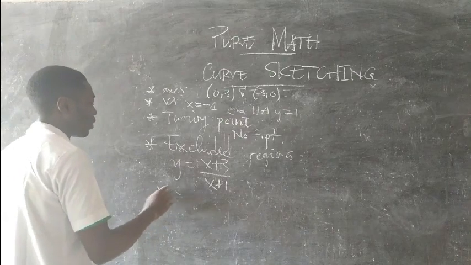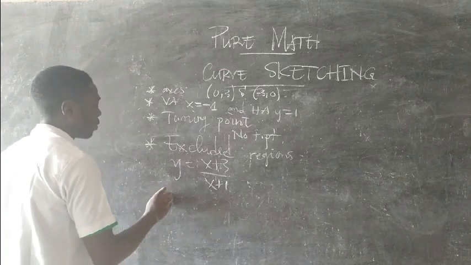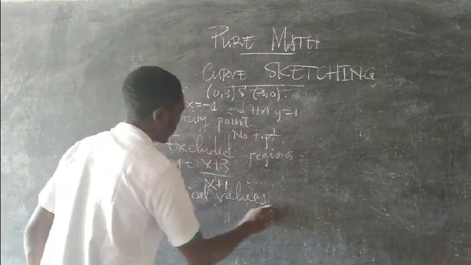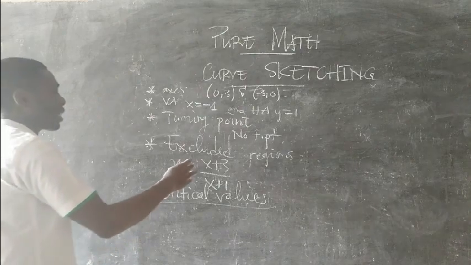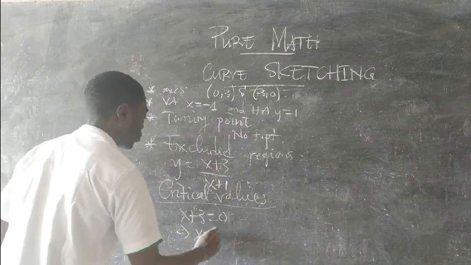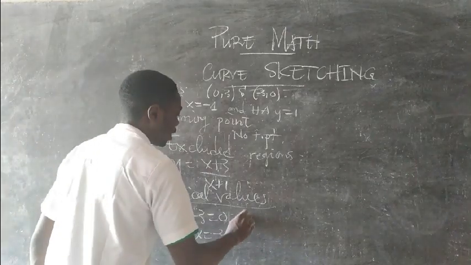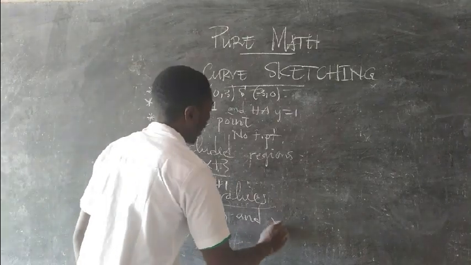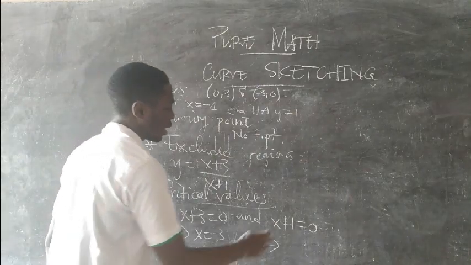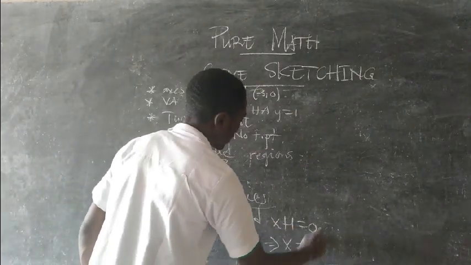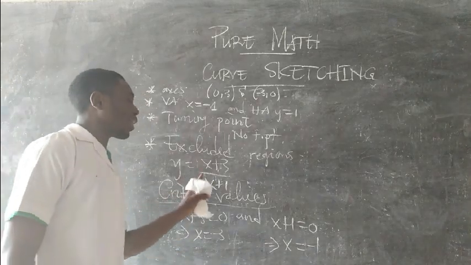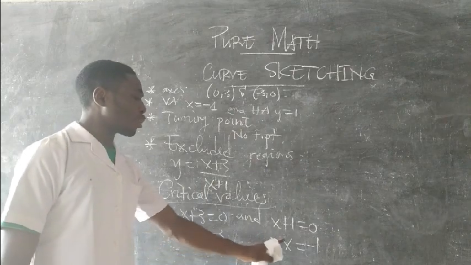So what happens is that I will look for what we call critical values. These critical values are going to be my points, very important points to look at. So for my critical values, I will say x + 3 equal to 0 implies that x equals negative 3, and the denominator equal to 0 means x + 1 equal to 0, implying that x equals negative 1. So those are my critical values. After I equate the numerator and the denominator to 0, I'm going to have the values of x.